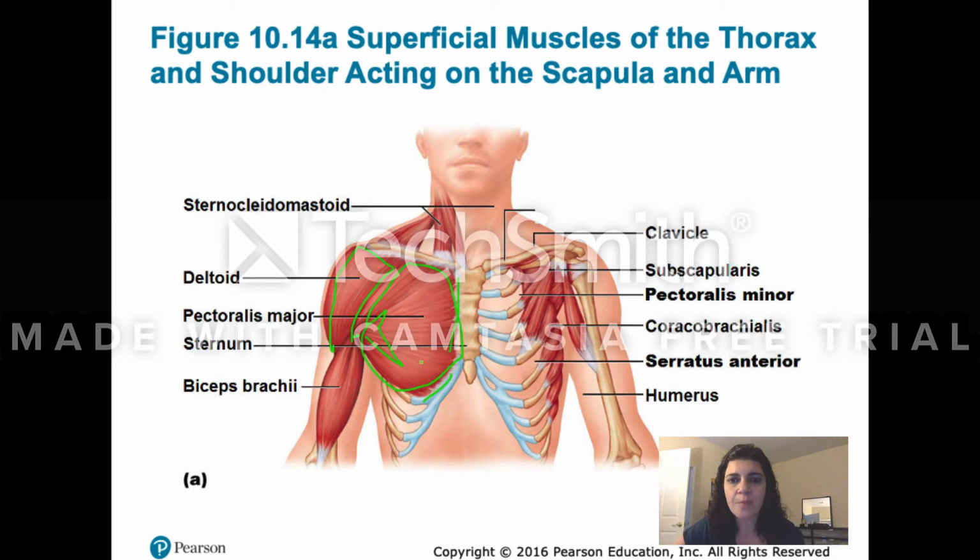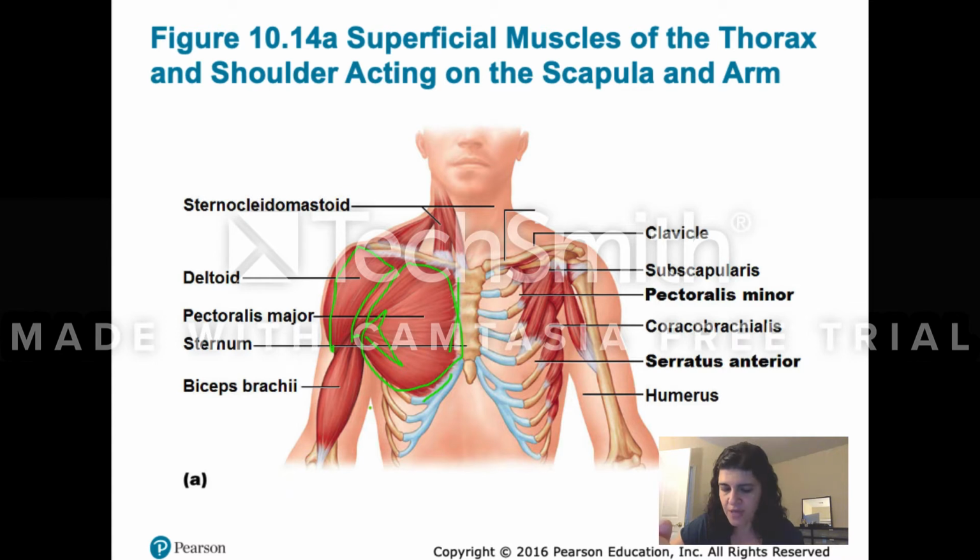So what is the pectoralis major going to do? It's going to adduct the arm. So it's the opposite movement from the deltoid. So the deltoid makes you abduct the arm, and then the pectoralis makes you bring it back down. Okay, so that's adduction.